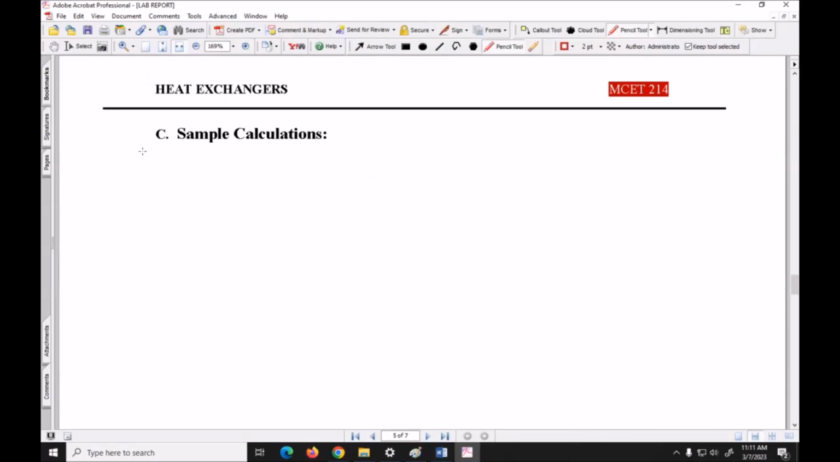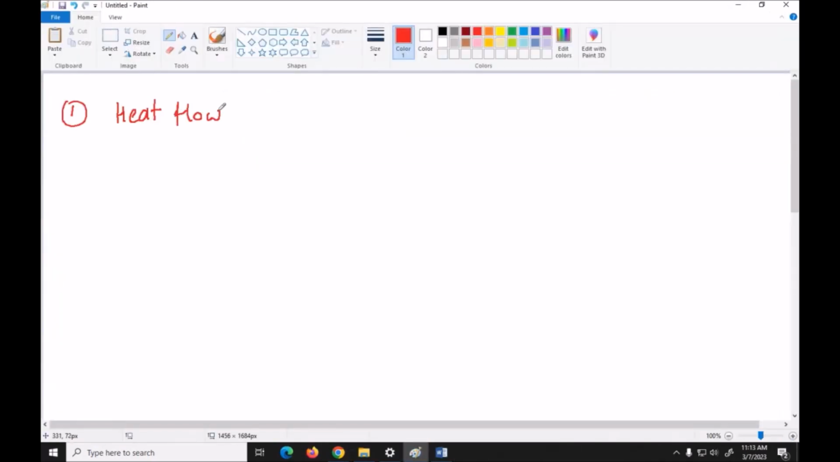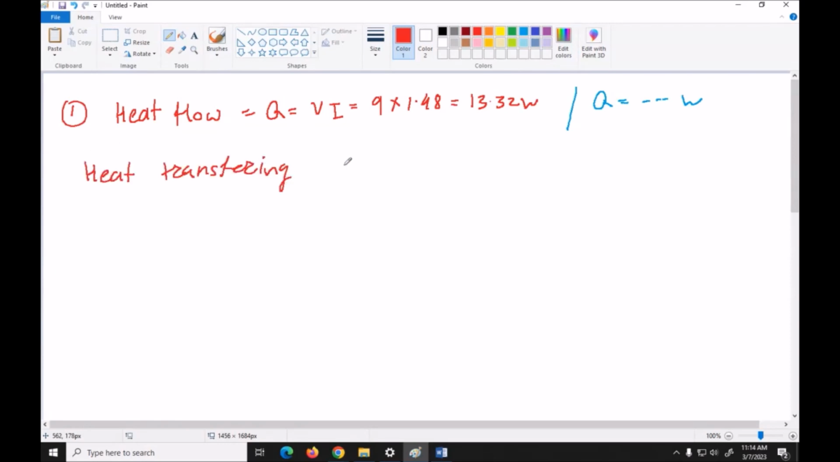So calculation number 1, heat flow Q is equal to voltage into current, which is equal to 13.32 watt. And for GUNT, you can take directly Q is equal to dash watt. Okay, for GUNT. Now number 2, the heat transferring area. So this is in the table, that's why I wrote number. Area is not needed in the table, so we'll write heat transferring area is equal to A.